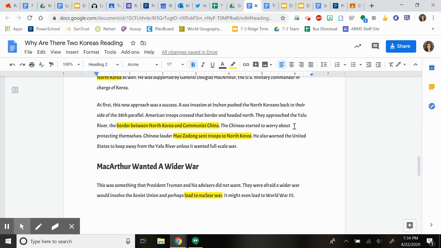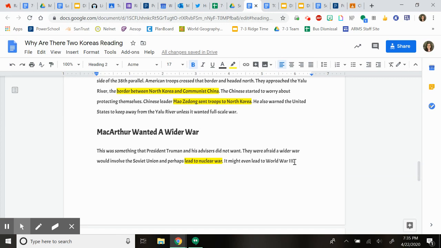The Chinese started to worry about protecting themselves. Chinese leader Mao Zedong sent troops to North Korea. He also warned the United States to keep away from the Yalu River unless it wanted full-scale war.